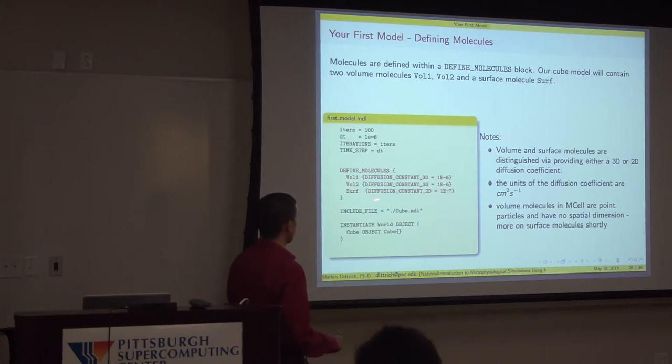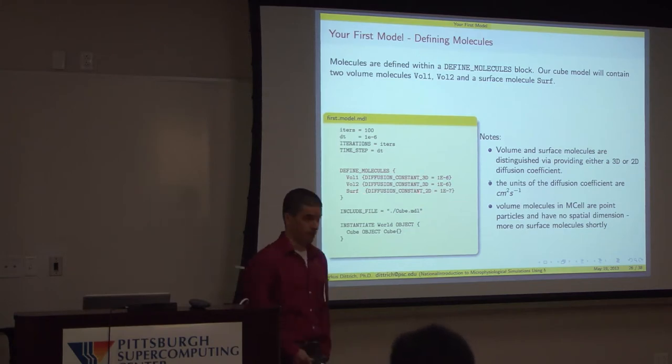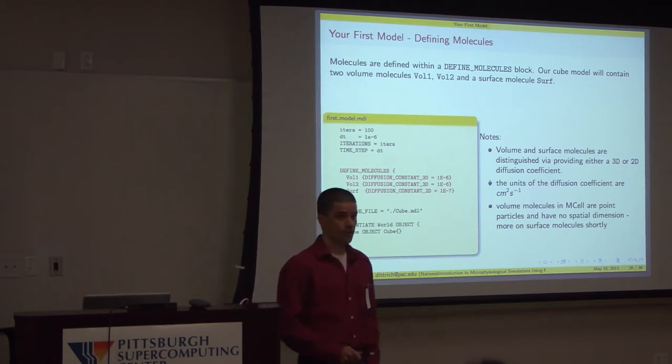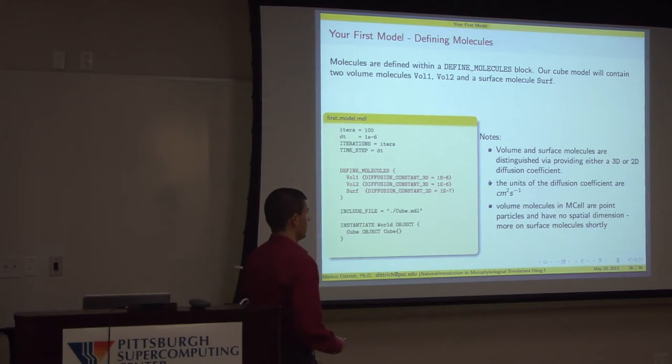And so molecules are defined using a define molecules block. This is one of these MDL blocks I mentioned before. And it's very straightforward. You have this block, you give the molecule a name, and the only way you distinguish 3D and 2D molecules is by giving the volume molecule a 3D diffusion constant and giving the surface molecule a 2D diffusion coefficient. So basically now we have defined these three molecules. They have the diffusion coefficient, again, with units of centimeters squared per second. Okay, we'll come to this in a second.